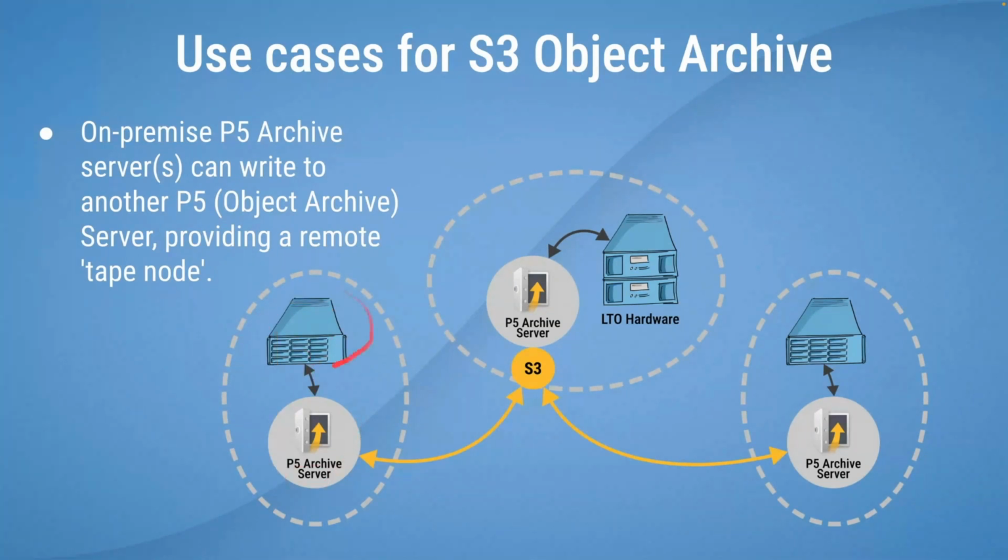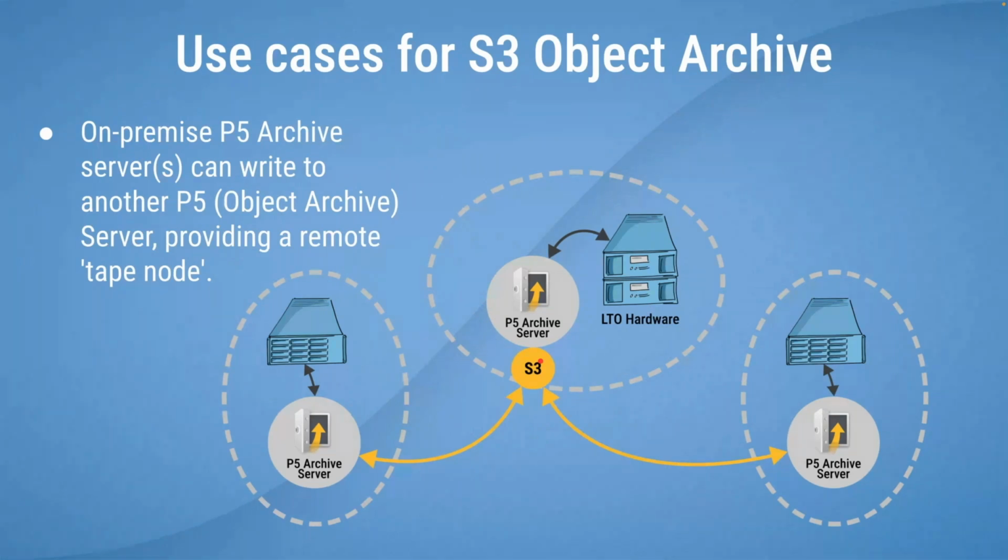They are taking data from storage on this site, which needs to be archived. Same thing going on over on the right-hand side. They're both writing using the S3 interface to a P5 Archive server which is hosting LTO hardware, so it has tapes. So this means that you can have two independent P5 Archive servers with their own archive indexes, where everything is indexed locally, but the data is being written over the S3 connection to LTO hardware at another location.